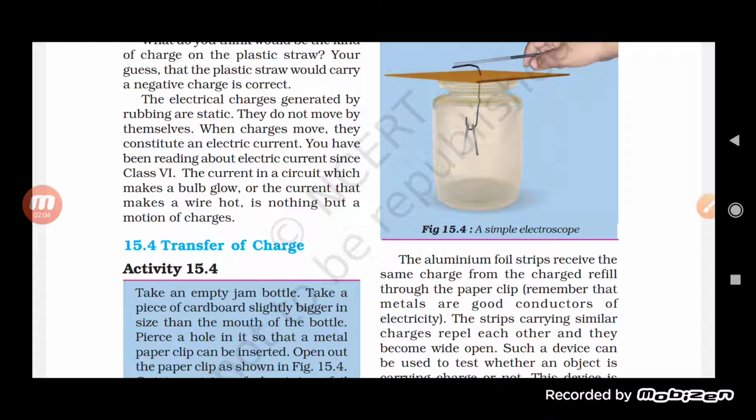Now, when you bring an uncharged body and touch the metal tip again, what do you find? We find that the clips which were earlier far apart from each other gain their own position again. Okay, so this is actually a simple electroscope.